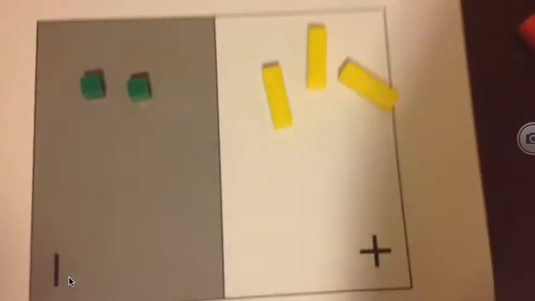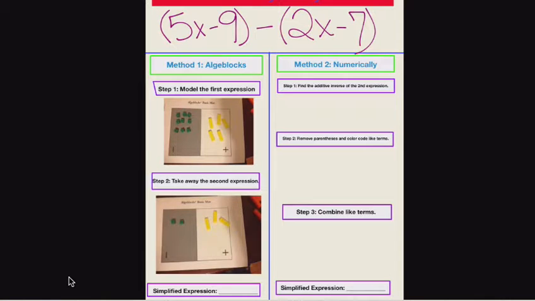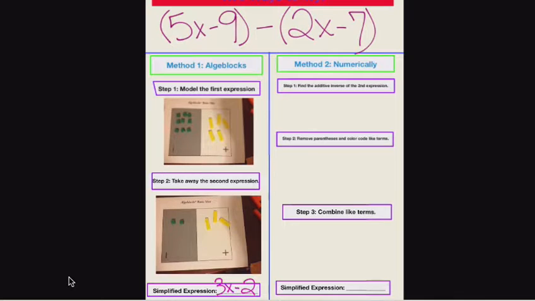Go ahead and take a picture. Drop that into GoodNotes. Okay, and then last step is to write our simplified expression, which is 3x minus 2. All right, let's try this numerically now.